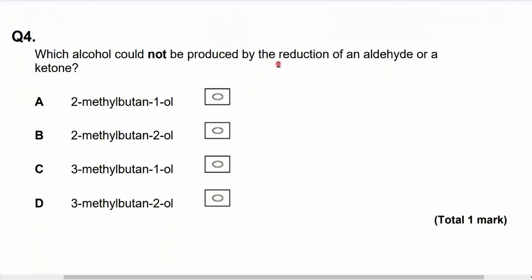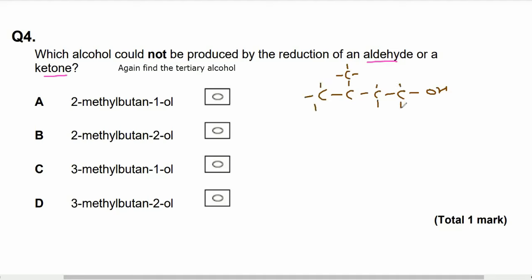Which alcohol could not be produced by the reduction of an aldehyde or a ketone? Okay, we're looking for that tertiary alcohol. Again, the answers A, B, C, D are all alcohols. Aldehydes get reduced by NaBH4 into primary alcohols, and ketones are reduced to secondary alcohols, and tertiary alcohols can't be made from the reduction of an aldehyde or ketone.